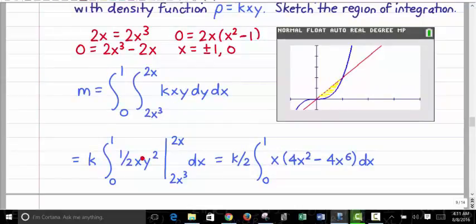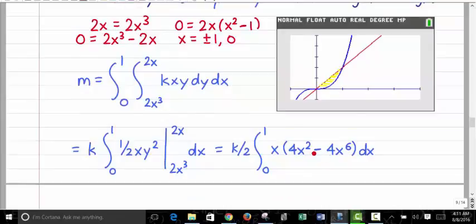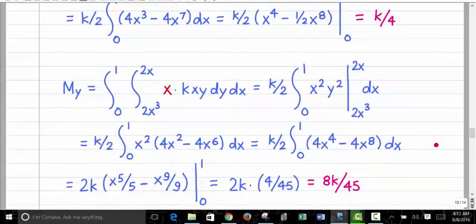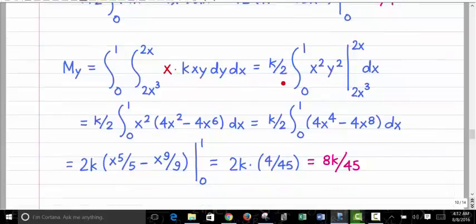All right, so y dy, 1/2 y squared, k over 2 to the outside. Bring in 2x squared is 4x squared. 2x quantity cubed squared is 4x to the 6th. Distribute the x through the parentheses, and then take the individual antiderivatives of those. 0 to 1, you get k over 4. So the mass will be k over 4. Now, obviously for the My moment, we just put the x in there. Work out all this, and you'll get 8k over 45. I don't think there's anything too complicated or strange in the integration there that I need to mention or discuss.